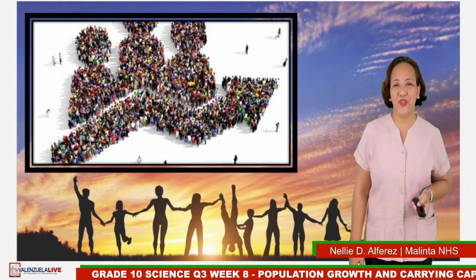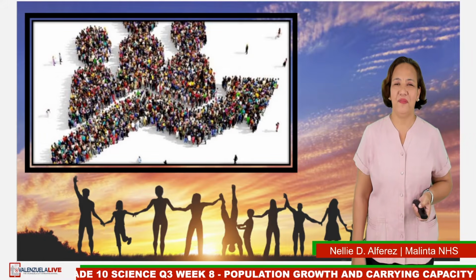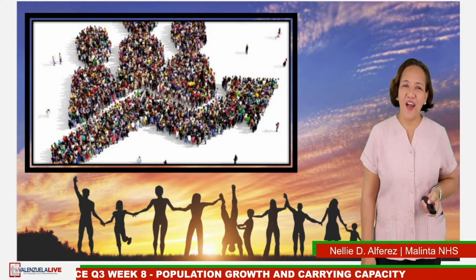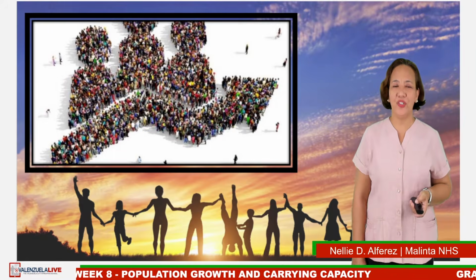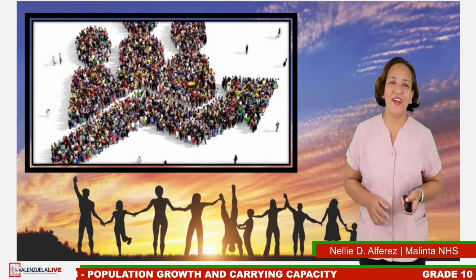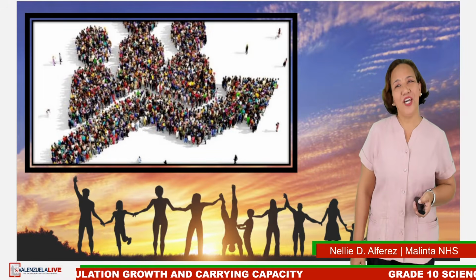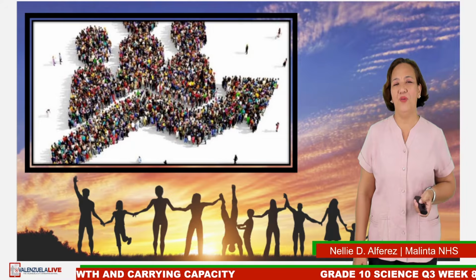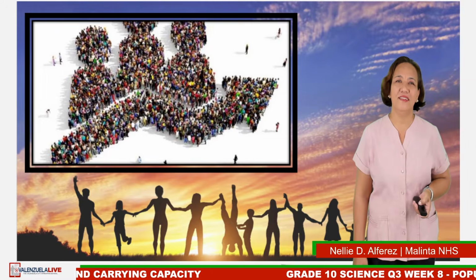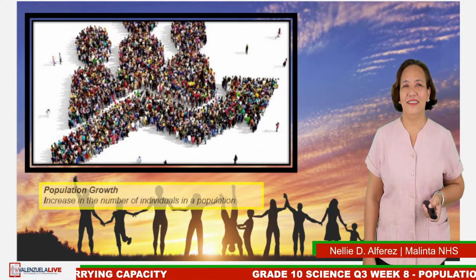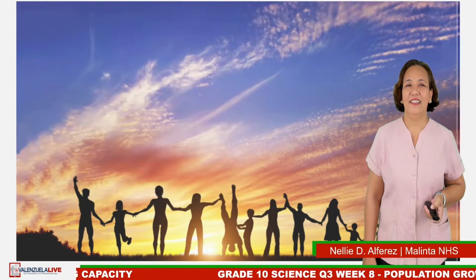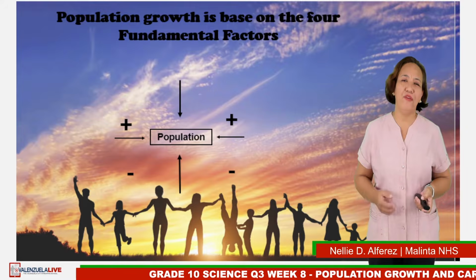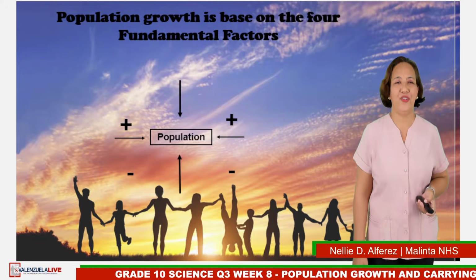What did you observe in this picture? If you answered population growth, then you are correct. Population growth is an increase in the number of individuals in a population. Population growth is based on four fundamental factors.